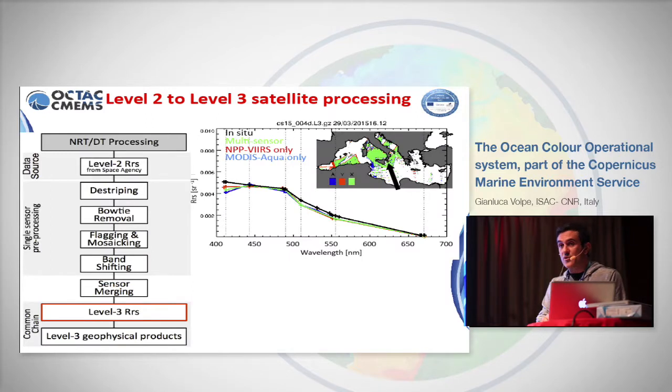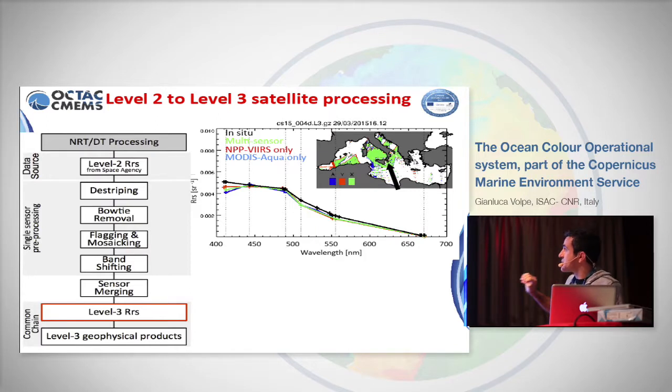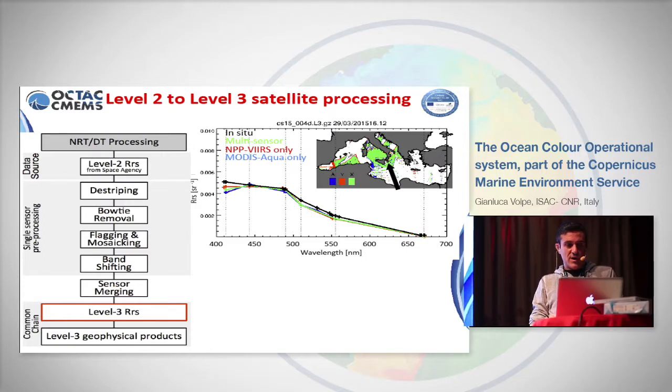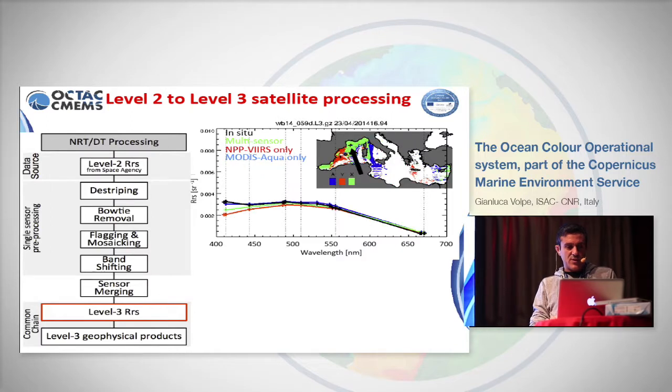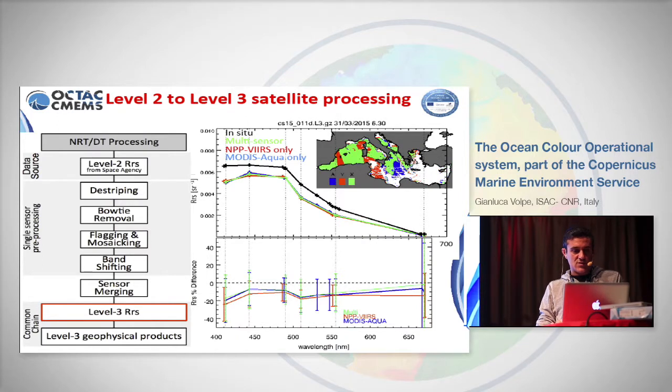Once we do all this for all bands, we end up with a remote sensing reflectance spectra. This plot shows you the Rrs for 4 lines. The blue and red are the MODIS and VIIRS only, so the single sensors' spectra. The green one is the multi-sensor, and all three of them are taken in correspondence of these in situ observations. These are a few examples, and you can see that the agreement is quite good, apart from perhaps this one, which is the last one.